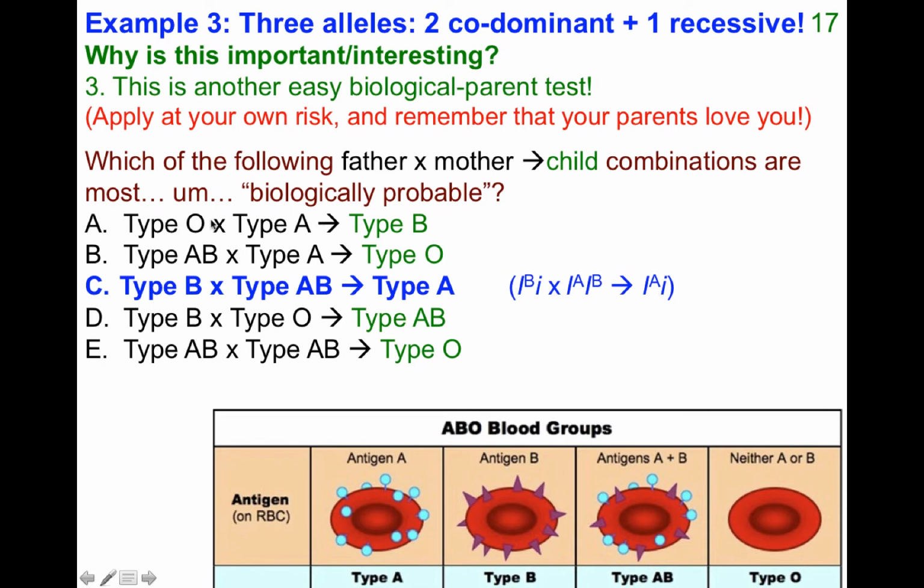For example, this one, there's no B alleles present at all, and you couldn't have type B blood. Okay, so you can go through each of these examples to see why they don't make sense.